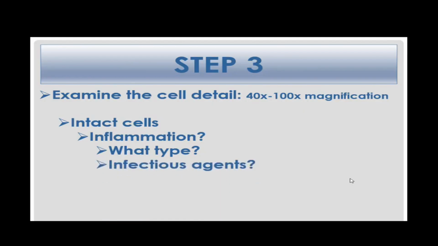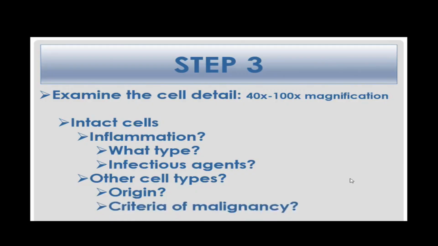Are infectious agents present? Are there bacteria within neutrophils? Or in the case of macrophages, is there any sign of associated fungal infection? Are there any other non-inflammatory cells present? If so, what cells? Are they round cells, mesenchymal cells, or epithelial cells? And if so, do they show any criteria of malignancy? This is the process to follow.